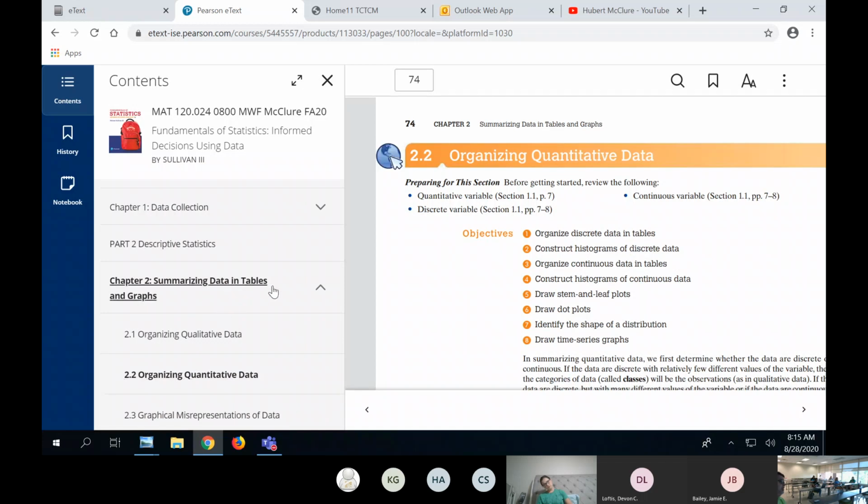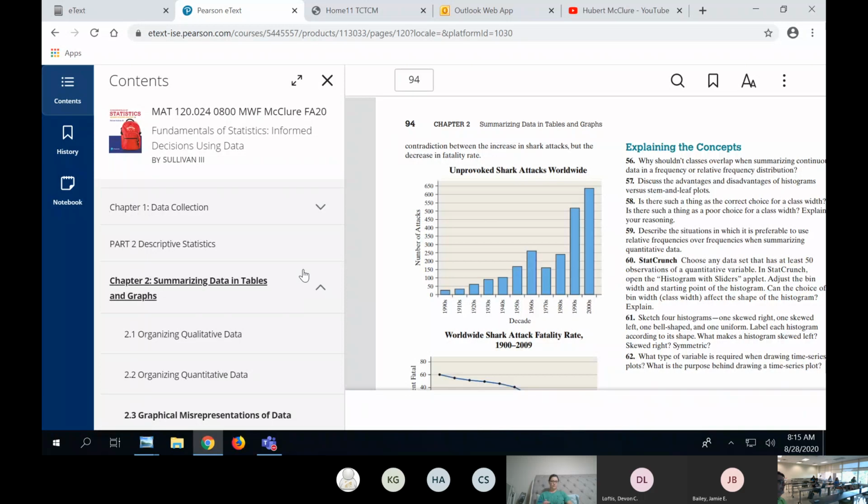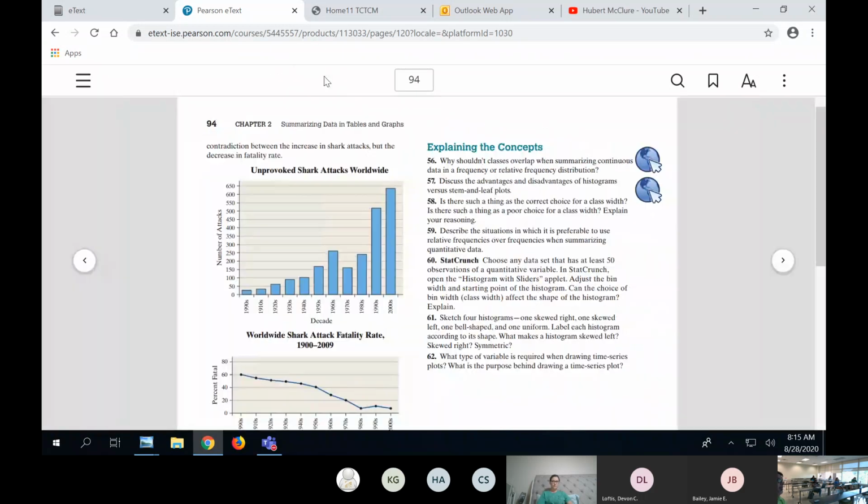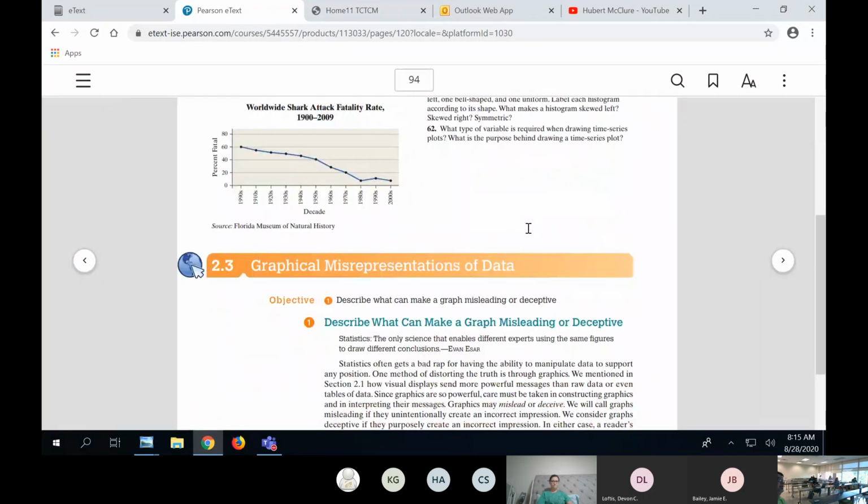Okay, tell me where we left off. I'm sorry. Oh, 2.3. I was going into misrepresentation. All right, and I might have told y'all to read a little bit.